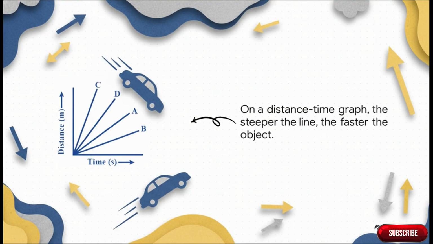So check this out. This is a classic distance-time graph. The secret here is all in the slope, or the steepness of the line. The steeper the line, the faster the object is moving. So looking at this, who's the fastest? It's clearly car C, with the steepest line. And who's the slowest? Poor car B, just kind of lagging behind with the flattest line.